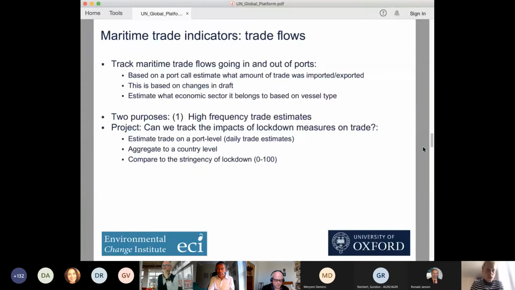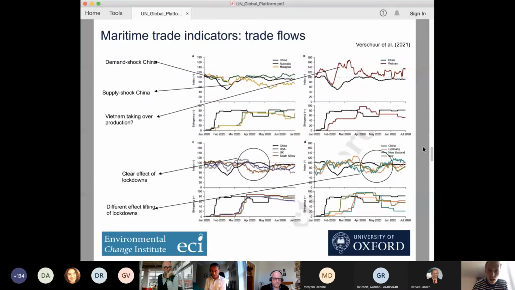Then maybe the most exciting thing is, if we know that vessels went into a port and that they might have dropped off or taken on some cargo load, can we also use it to estimate how much trade actually went in and out of ports? And the next step, if we know what type of vessels went in and out of port, can we use it to say what economic sector this trade contributed to? And if all these answers are yes, then we can look at purposes such as high frequency trade estimates on a daily or a weekly scale. And this is what we did here.